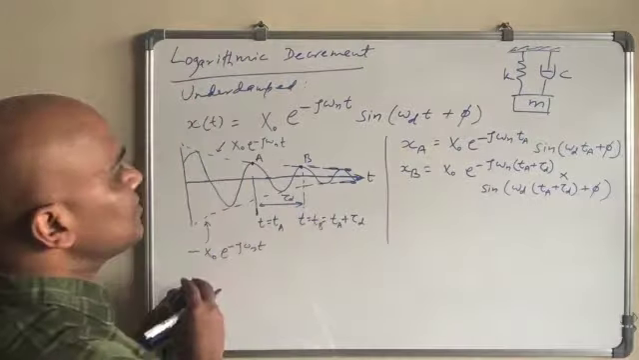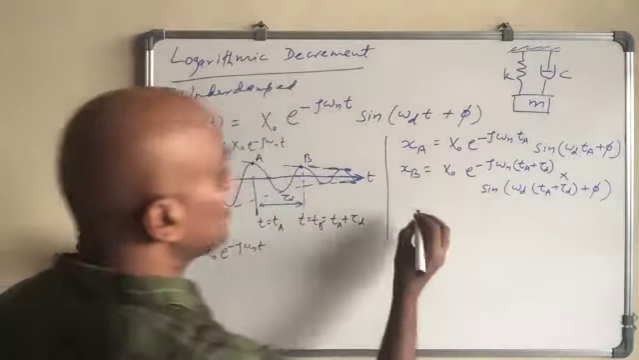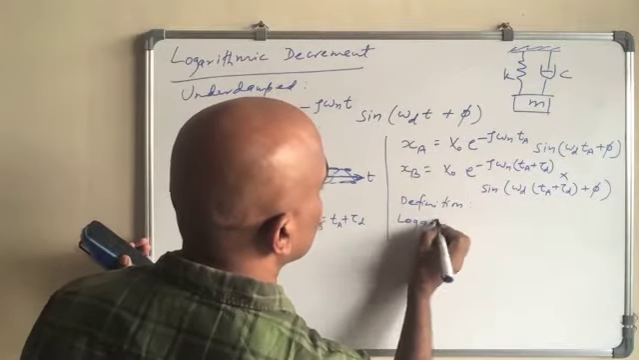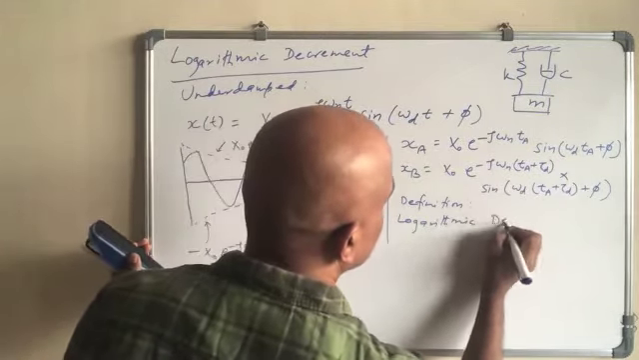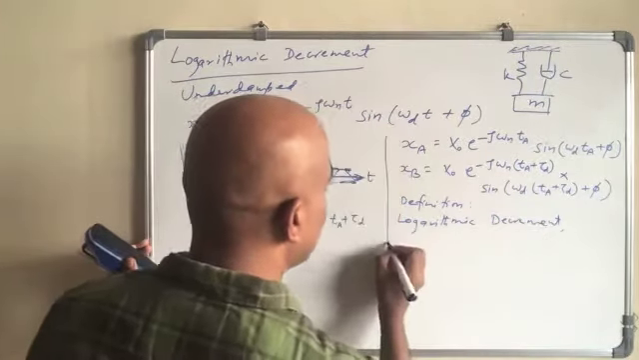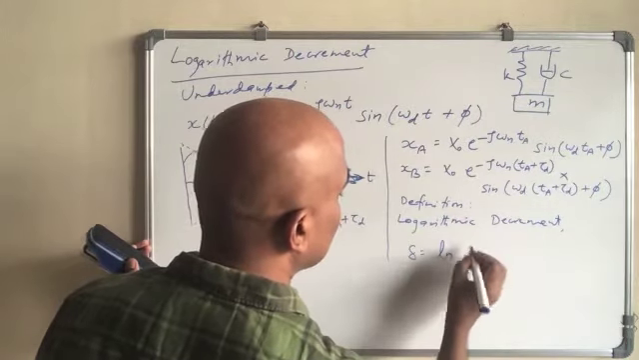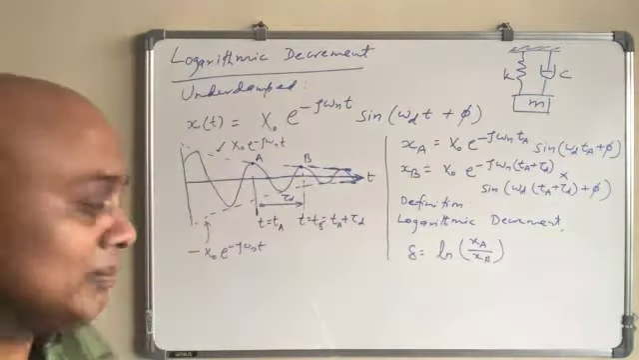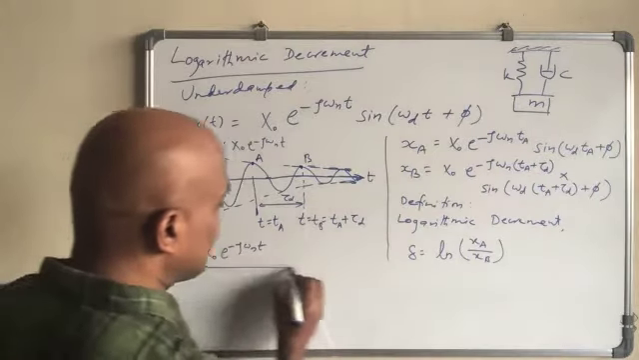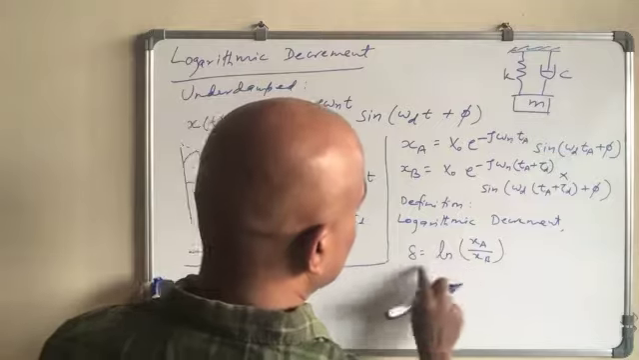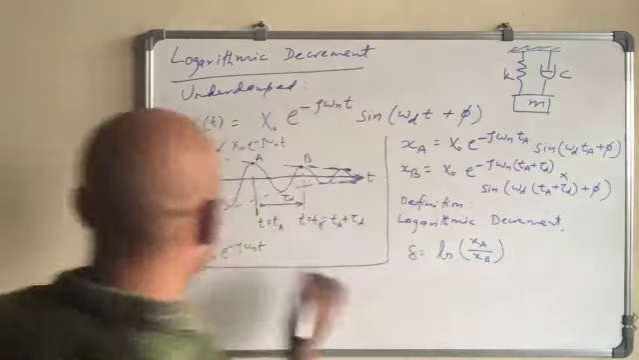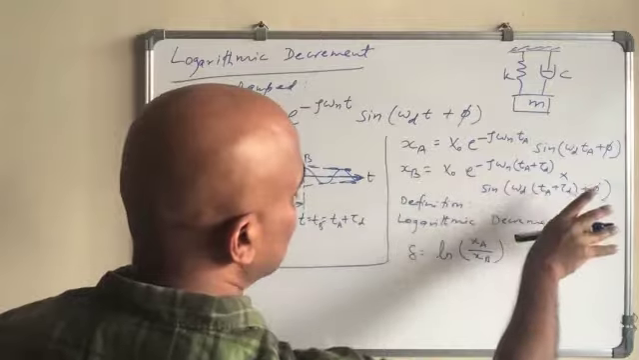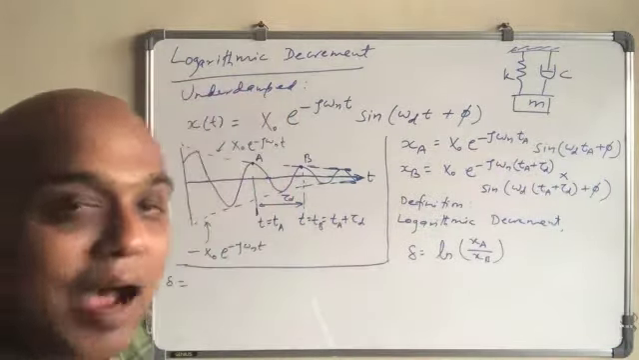Now there is something called the logarithmic decrement, which is defined as delta equal to natural log of xa over xb. This is how it is defined. So let's find out delta. How will we find it? Delta equals xa, we write this divided by this term, and we see what the value is.